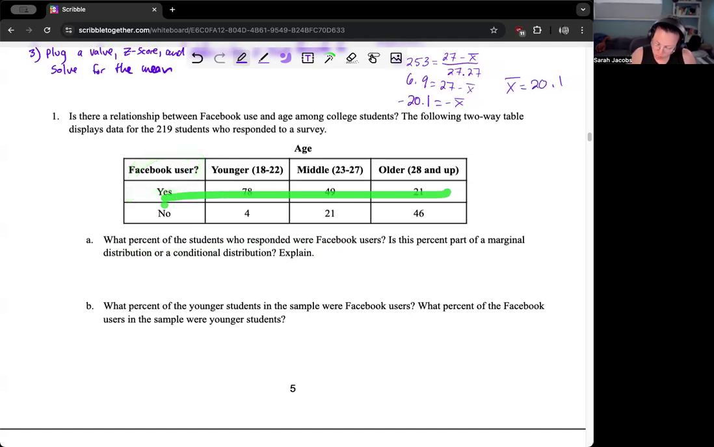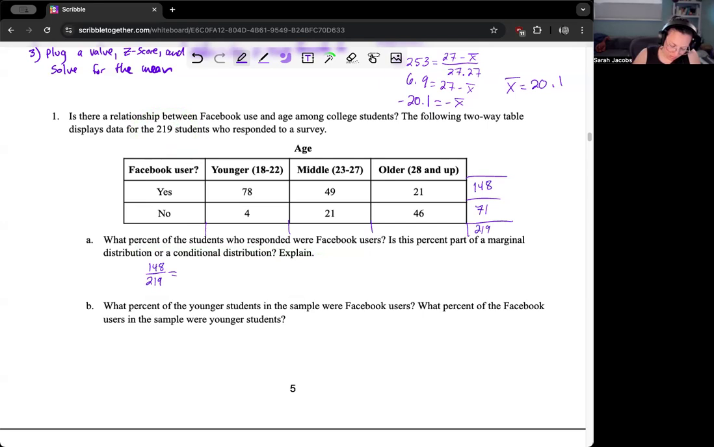Yes. So we should add those up. So Facebook user, 78 plus 49 plus 21. And I'm just going to put that over here. I'm going to sort of add some totals just because I think that'll be useful. And then 4 plus 21 plus 46 is 71. And we know that there were 219 students total. So what percent of the students who responded were Facebook users? So responded yes to Facebook use over the total number of students.